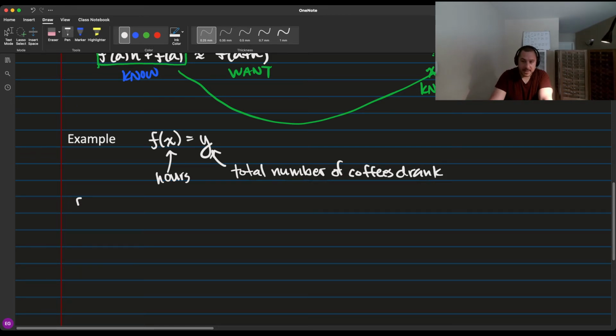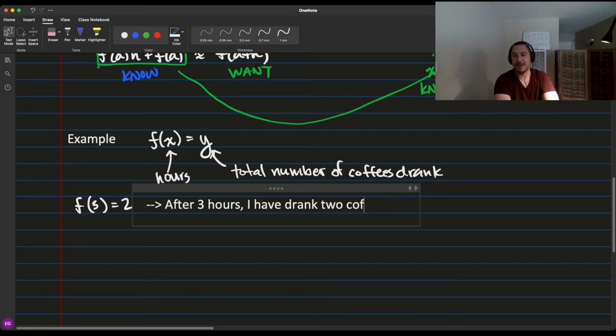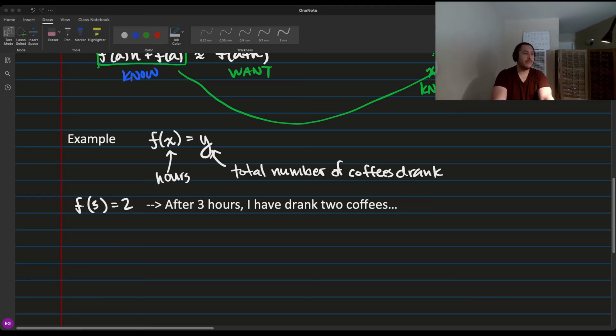So if I say f of 3 equals 2, what does that translate into in words? If f of 3 equals 2, that means that after 3 hours, I have drank 2 coffees. Awesome. Does that make sense to everyone, like what it means? f of 3 equals 2 means that after 3 hours, I have drunk 2 coffees.